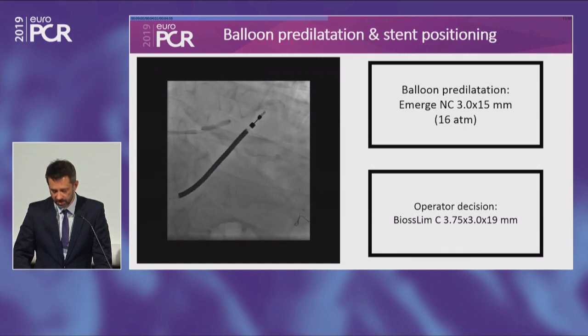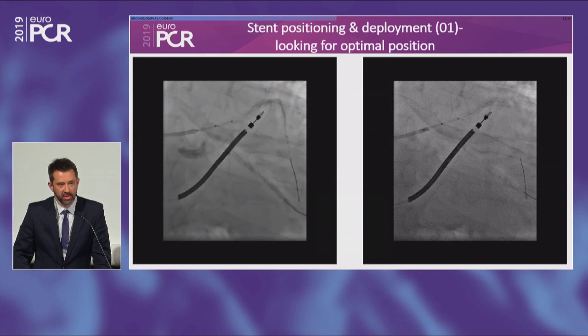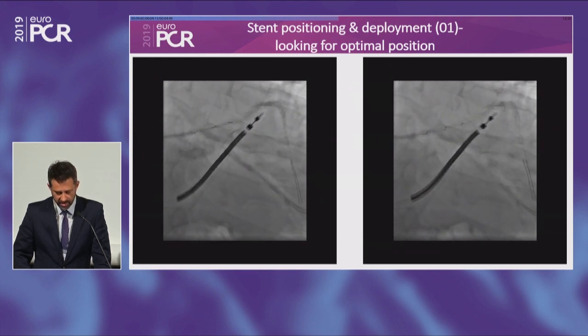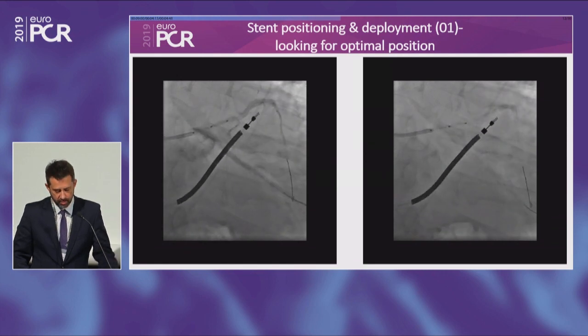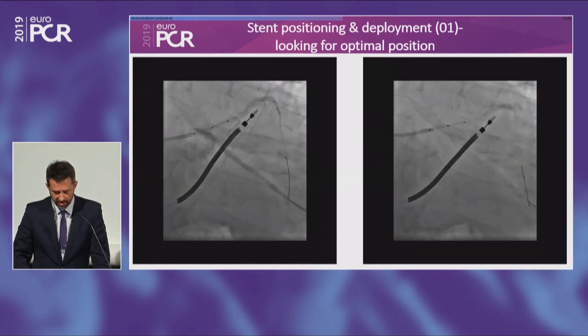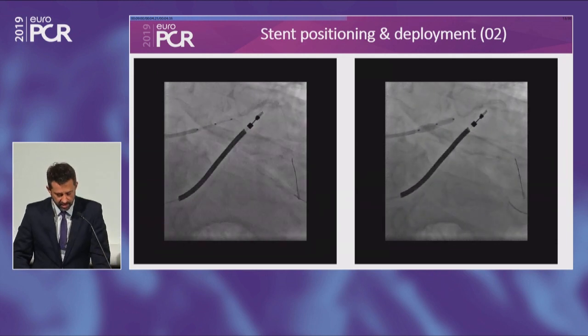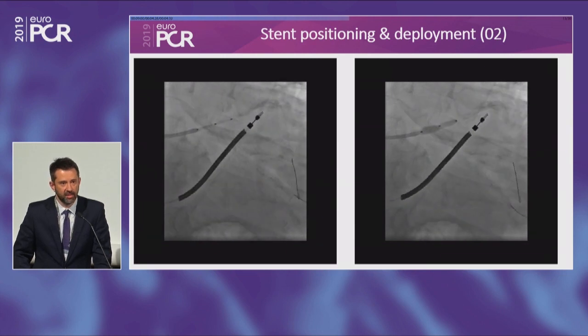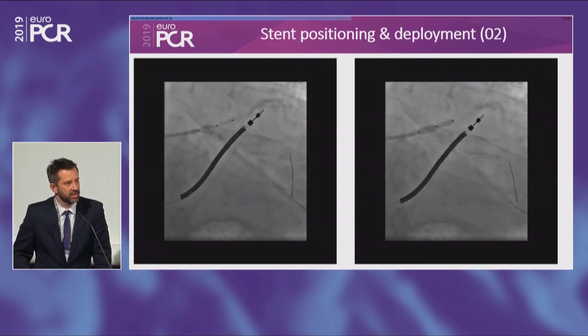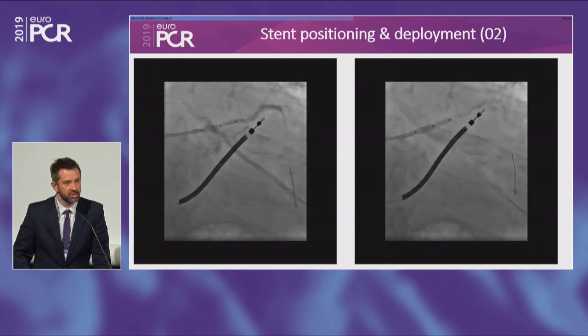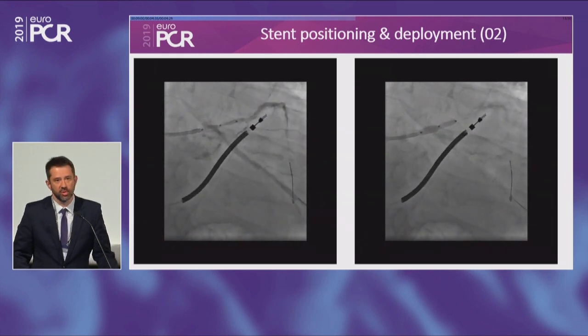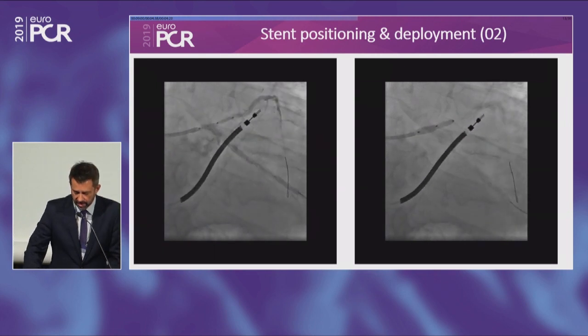The operator's decision was a small size of the BiOSS Lim. After predilatation, he was looking for the optimal position for the stent in a few projections. And the last one, on the left side, was implanted. Of course, at this moment you can observe that there is something wrong with the position, the optimal position. And I will show you in detail later.